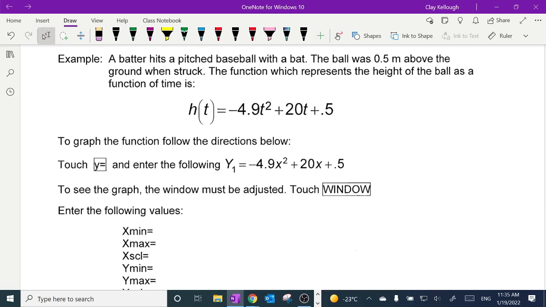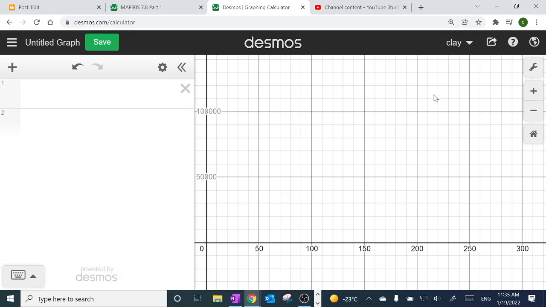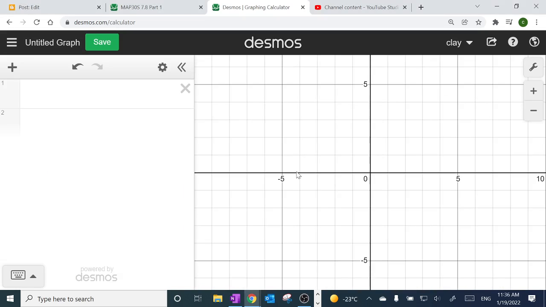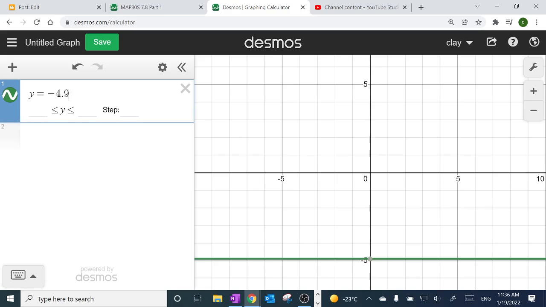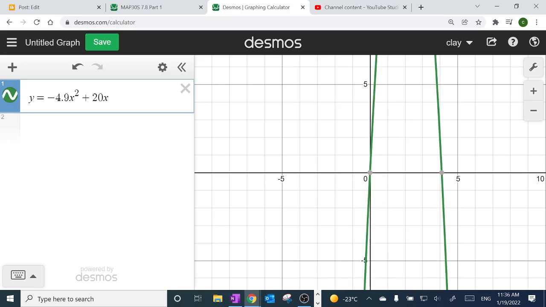Now, again, these notes were made for people using a TI. If we're using Desmos, we're going to enter that equation into Desmos. Once again, let me start over on Desmos. We'll start fresh. Go back to home, and then we'll enter this equation. Now it says h of t. It's giving it to you in function notation. You can just use y and x. It doesn't matter. So y equals negative 4.9x squared. You could actually use h and t too if you wanted to. Plus 20x plus 0.5. I almost missed that decimal.